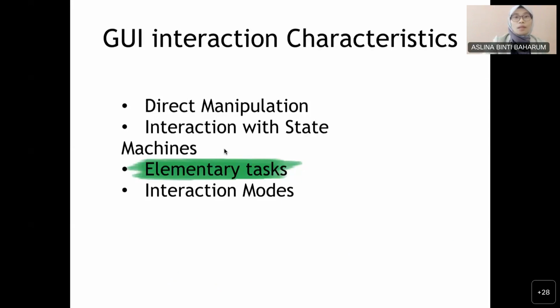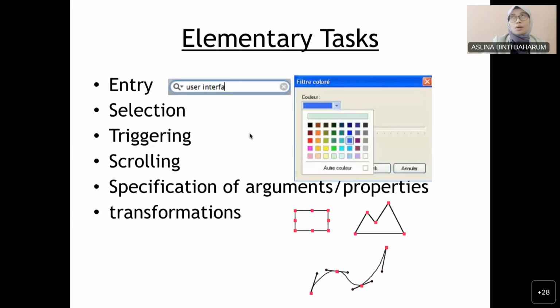You have a common language. The third one is elementary task. It's based on a task, either entry, selection, triggering, scrolling, or specification of arguments or properties, or also transformations. Something like when you use software like Paint, to choose a color. You have a specific task.